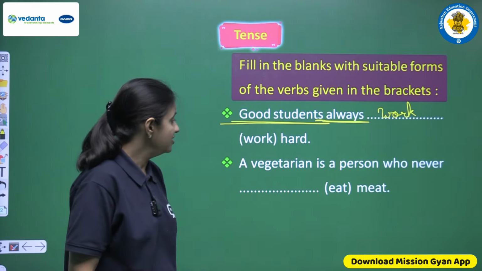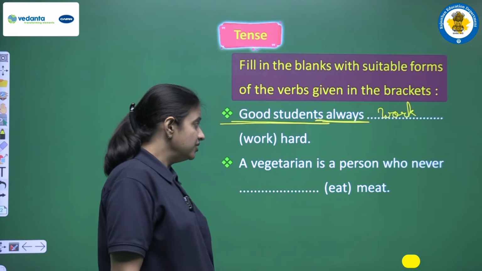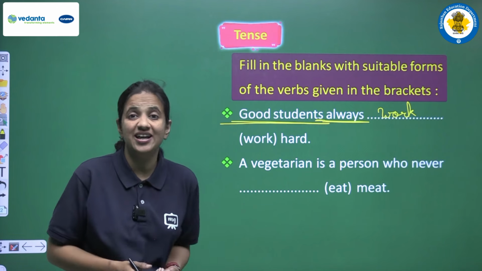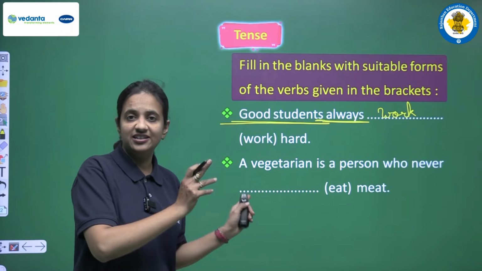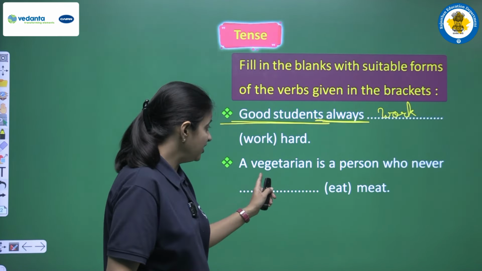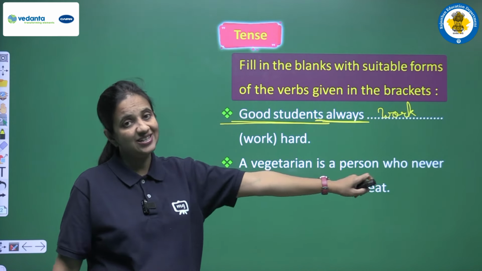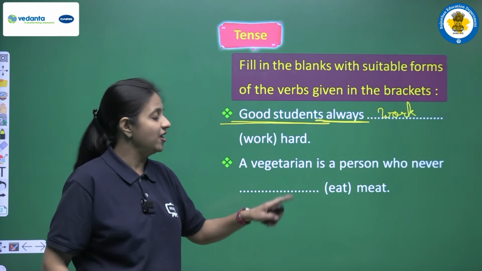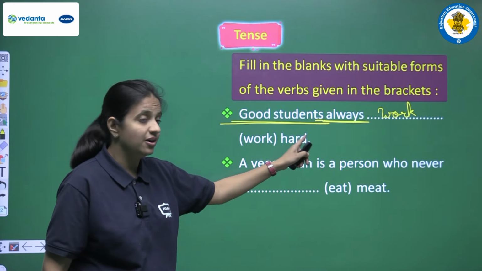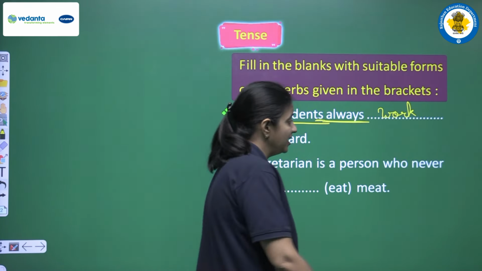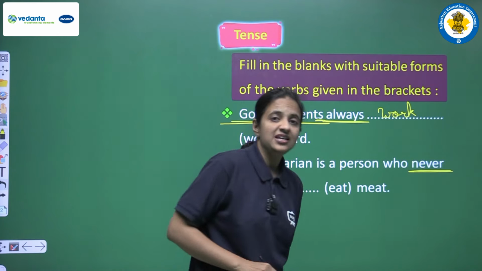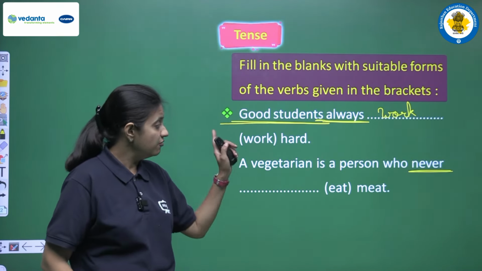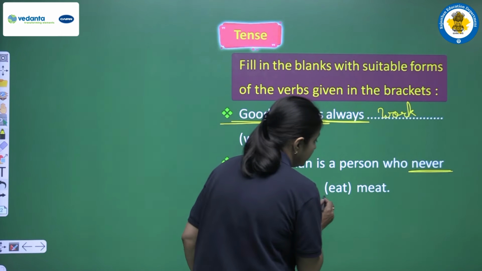Right? Next, a vegetarian is a person who never eat meat. So again, we will first of all try to recognize the tense. So for that, let's read the sentence one more time. A vegetarian is a person. In this sentence we are talking about what vegetarian means, and we are saying that a vegetarian is a person who never, again we have never. So what are we showing with never? Again we are showing the habits, the custom. So a vegetarian is a person who never eat meat.